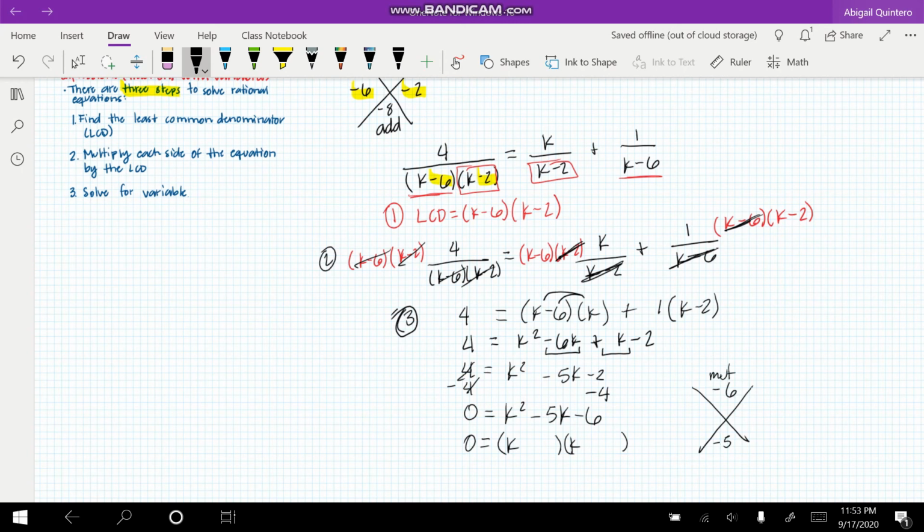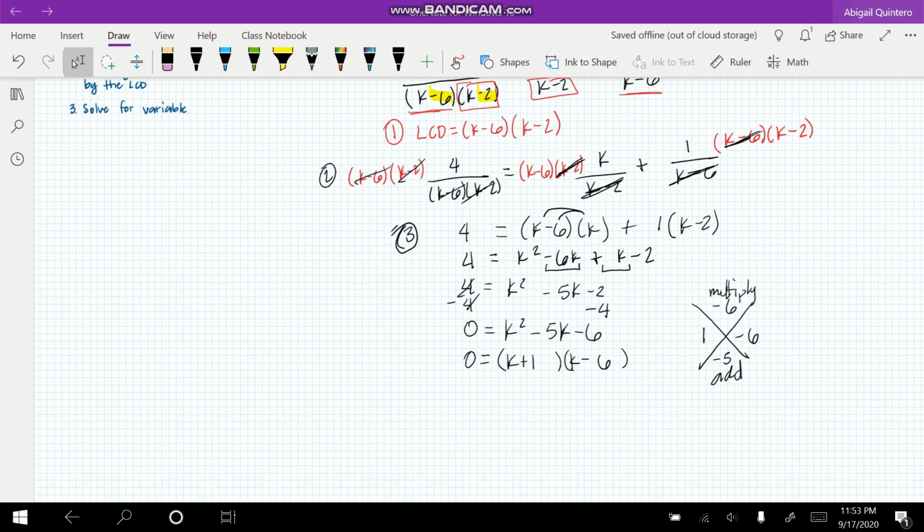So multiply and then add. So two numbers that multiply to negative 6 and add to negative 5, it's actually positive 1 and negative 6. So this will be k plus 1, k minus 6. And then we have the zero product property, which says that when you are multiplying two items and the product, or the answer, is 0, then one of those two items has to be 0.